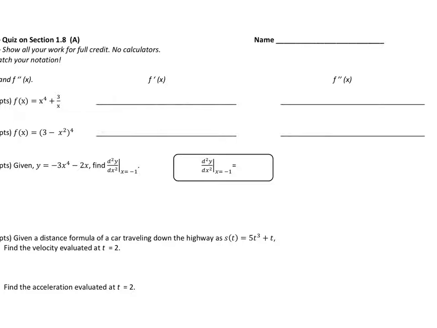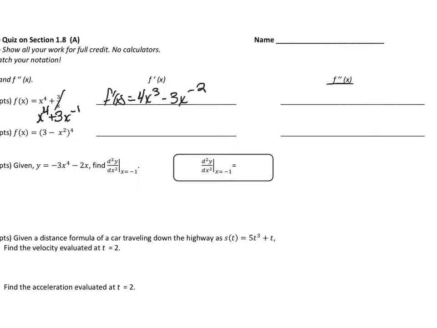And to start off, for this first problem, what we want to do is rewrite this as 3 times x to the negative 1, because then we can use the power rule. So the first derivative, f prime of x, is equal to 4x cubed minus 3x to the negative 2.